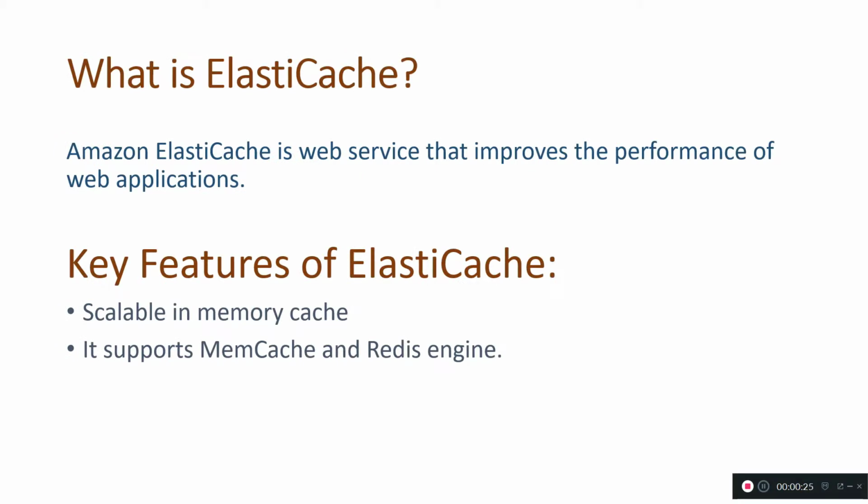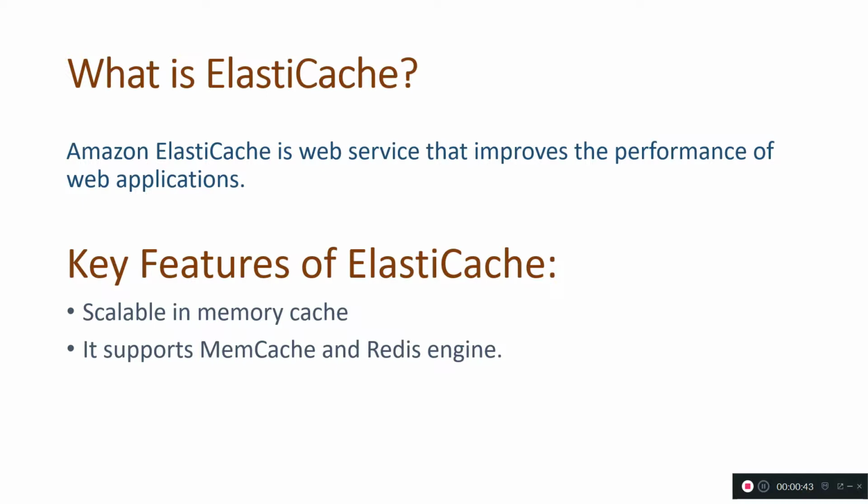What is ElastiCache? Amazon ElastiCache is a web service which improves the performance of web applications by allowing the user to retrieve the information quickly instead of relying on slower disk-based databases. Some of the key features of ElastiCache.